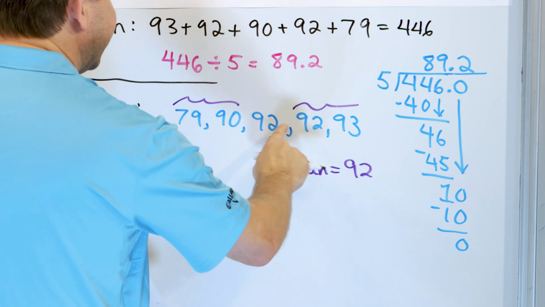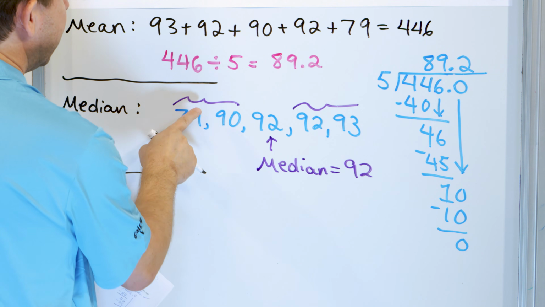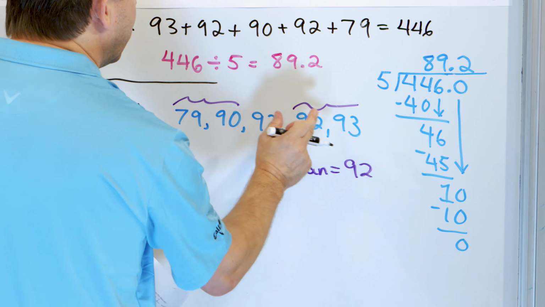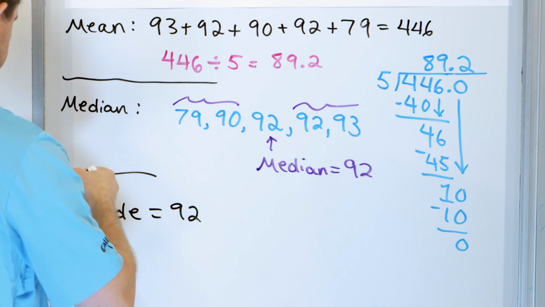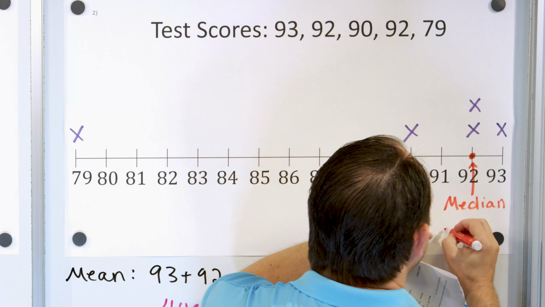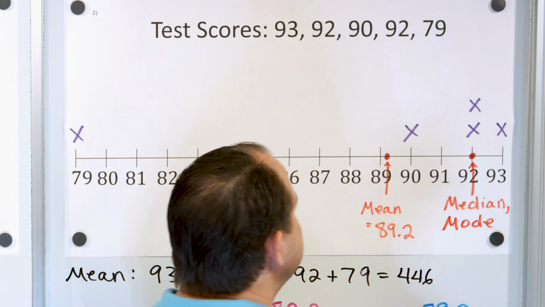Now let's take a look at the mode. Let's just take a look at the data. This is the same data ordered from least to greatest. Which one occurs most often? That's the mode. This occurs once, this occurs once, this occurs twice, but this occurs once. So 92 is also the mode. We already have a dot here for the median, so in this case, the mode and the median are both 92.